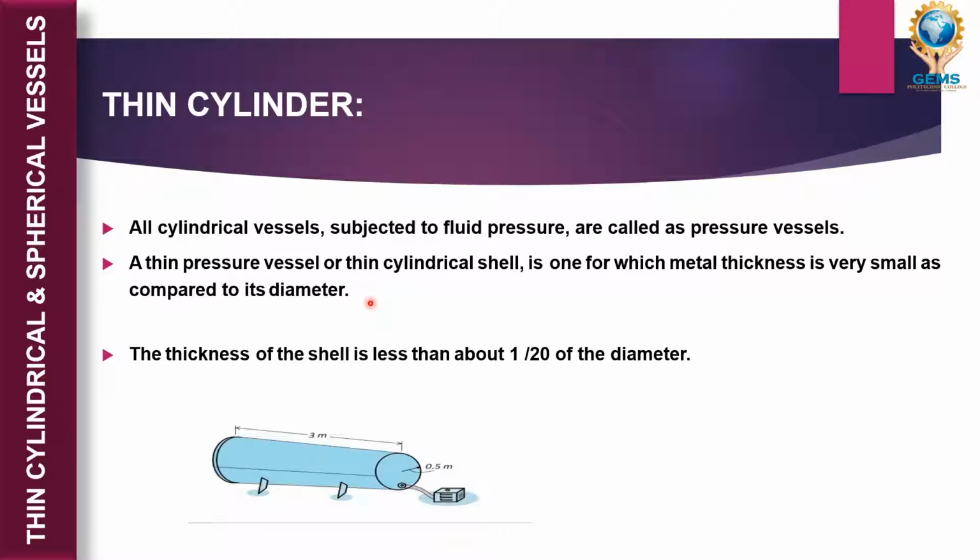That means the thickness of the wall of the cylindrical vessel should be less than 1 by 15 to 1 by 20 of its internal diameter. And one more important thing: in a thin cylinder, the stress distribution is assumed uniform over the thickness of the wall. This is the diagram of a thin cylinder. See this properly. Okay, we will see our next slide.